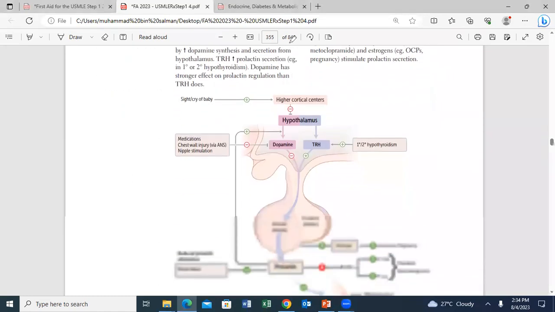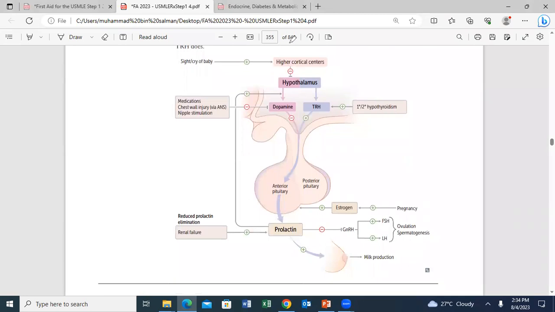Now let's have a look at this diagram also. So you can see that prolactin is being inhibited by dopamine, and it is being promoted by thyrotropin releasing hormone. But the dominant effect is of dopamine. So if there is nothing coming from the hypothalamus, overall there will be an increase in prolactin, because the dominant effect was that the hypothalamus was inhibiting prolactin via dopamine. All right. Now, once the prolactin is produced, this prolactin inhibits gonadotropin releasing hormone, which inhibits the sex hormones, and it promotes milk production.